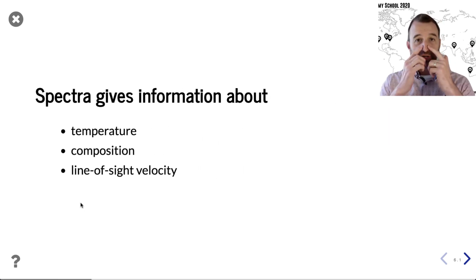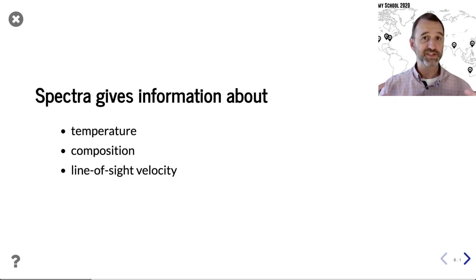Through the spectra, you can evaluate what the temperature of an object is. You can look at the composition, as I've been saying, the oxygen or hydrogen, silicon, sulfur, what's in it. And you can also measure the line-of-sight velocity. So there's a lot of information that you can pretty directly get from spectra that is very hard to get from broadband photometry.